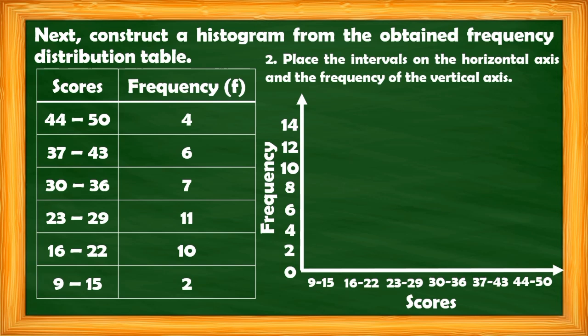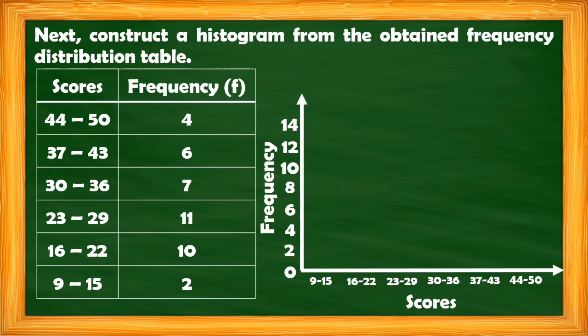So, yung nasa vertical axis, yan po yung nag-i-indicate sa frequency. And then, nasa horizontal axis naman, yung mga intervals na yan, yun po yung mga scores. So, yun yung mga label ng ating mga axis. Next, draw a bar from each interval.